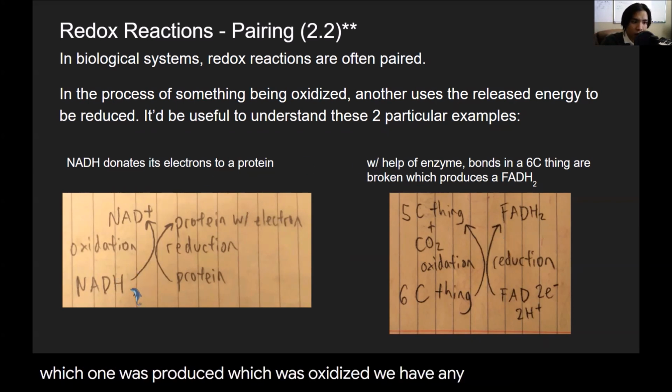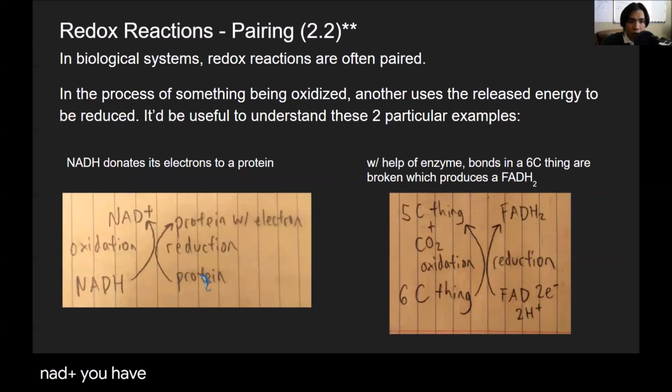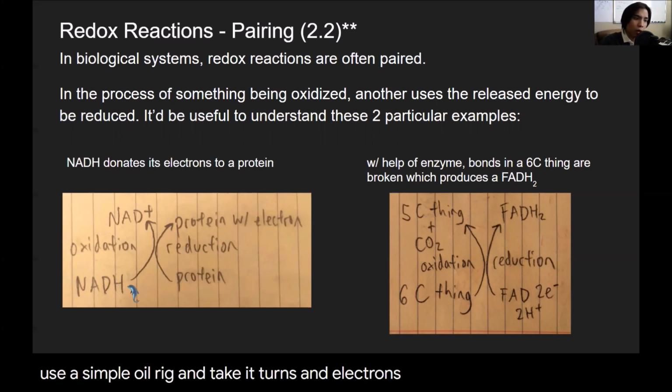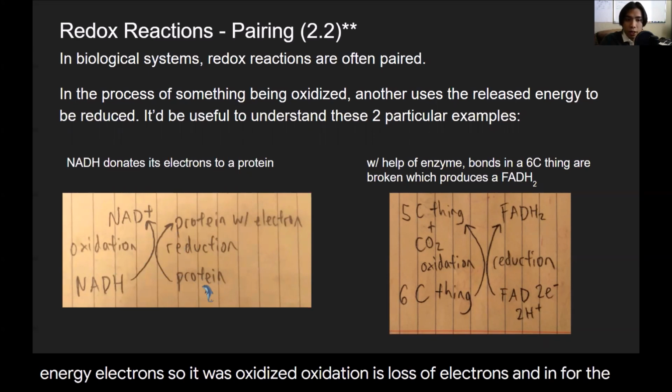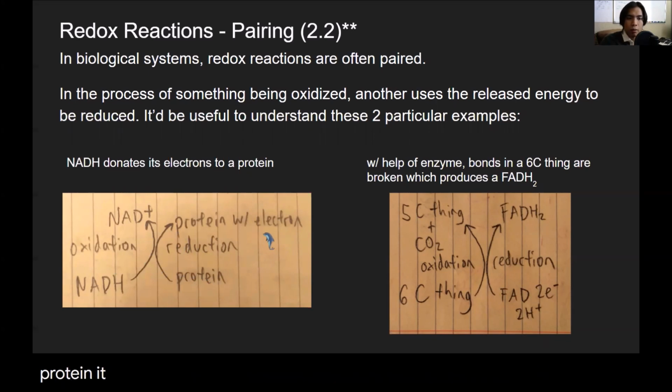We have NADH, it becomes NAD+. We have a protein that gains the electron from the NADH. In this case, we can use a simple OIL RIG and think in terms of electrons, where NADH loses high energy electrons, so it was oxidized. Oxidation is a loss of electrons. And then for the protein, it gained an electron. Reduction, RIG, is gain of electrons.